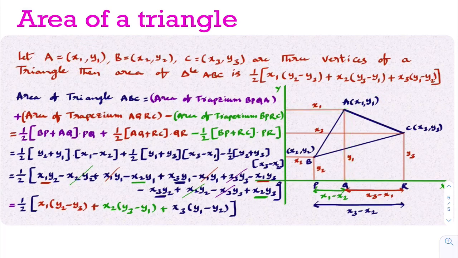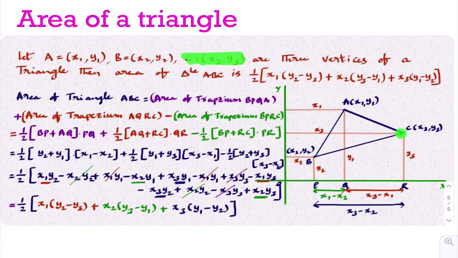I hope you are understanding. As I take A as x1, y1, this length is x1 and this length is y1. That is what I have written here. Now, as you take B as x2, y2, this length is x2 and this length is y2. That is what I have written here. You can observe. And C is x3, y3.